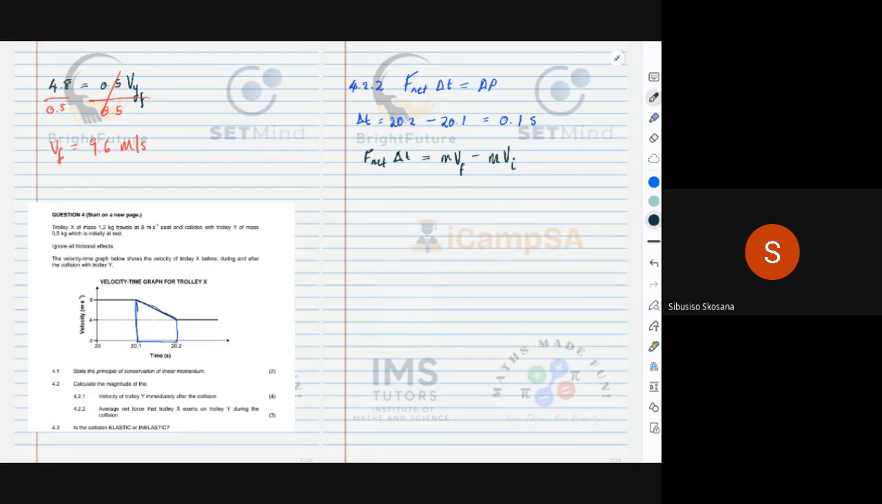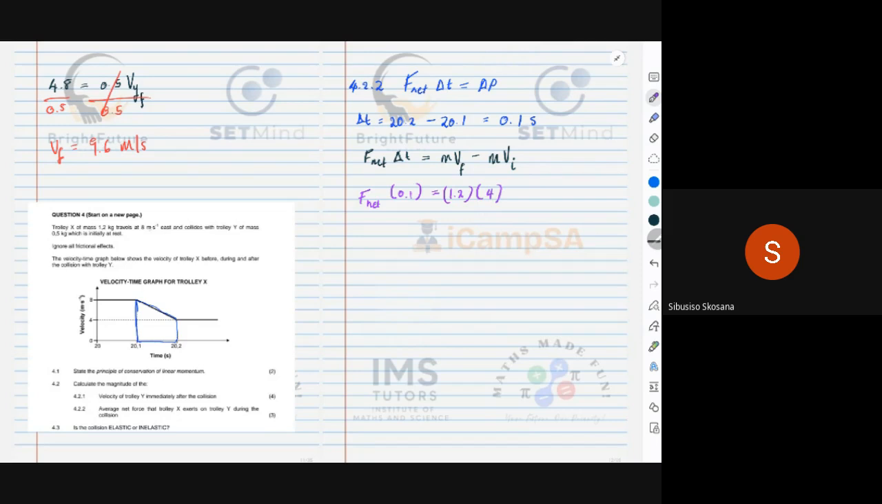Okay, so let's do this. Let's use both of them. Let's start with trolley X, then we use trolley Y. Then you're going to tell me which is the right answer so that you can see if you understand. So this is Fnet. I'm going to use the same time. The mass, let's start with trolley X. That means I'm going to have 1.2 times 4, to the east. We took east as positive.